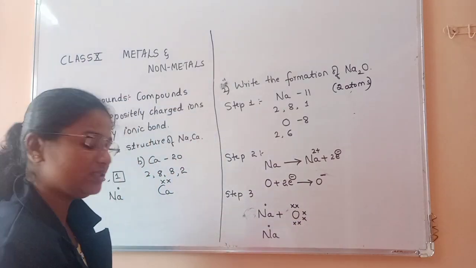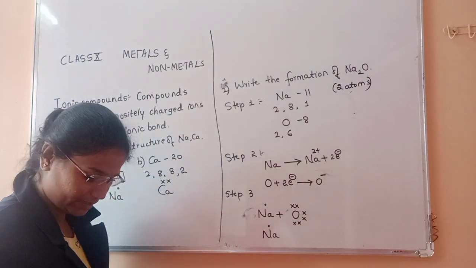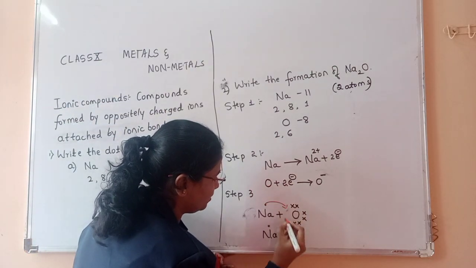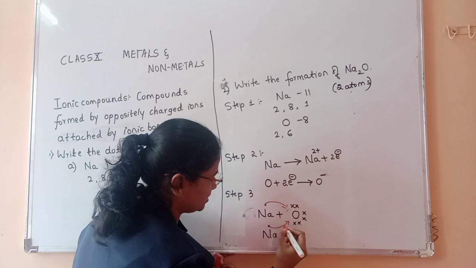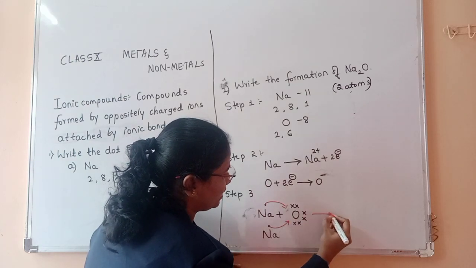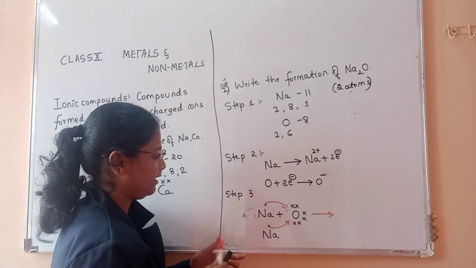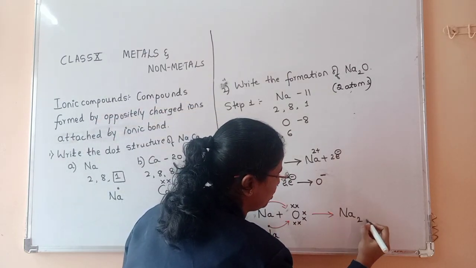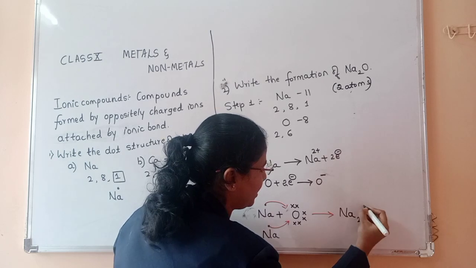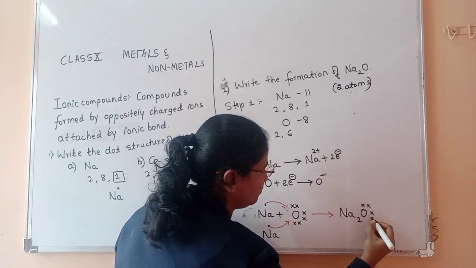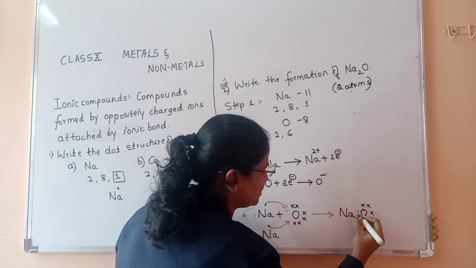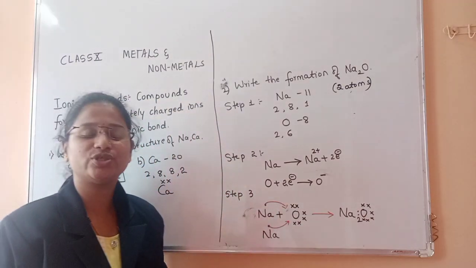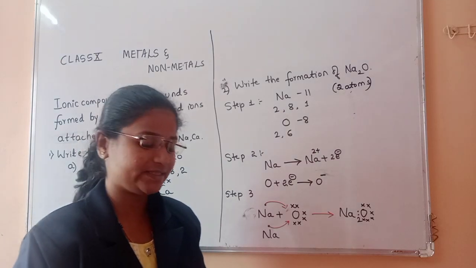Okay, now the transfer of electrons should be done. One electron from this, one electron from this. So here what happens is Na2O is formed by 2, 3, 4, 5, 6, 7, 8. Right? So this is how the formation of sodium oxide takes place.